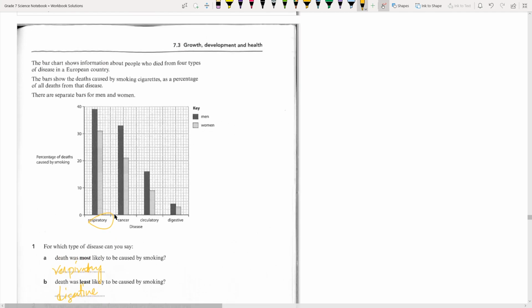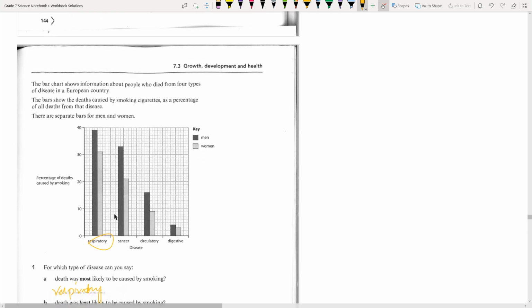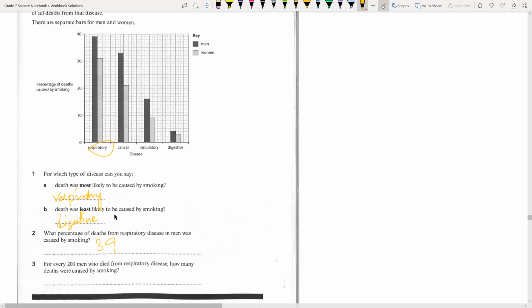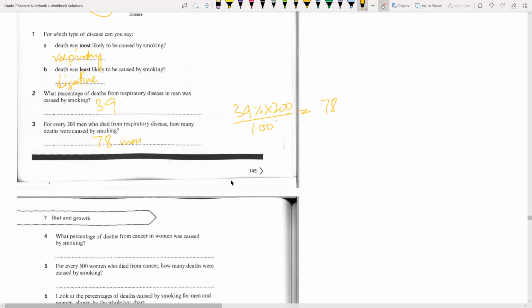And for every 200 men who died from respiratory disease, how many deaths were caused by smoking? Now, if you look at the question, it is about percentage. So if 39% is out of 100, then for 200 it would be double of 39. That would be 78 men. How did I do that? This would be 39% times 200 divided by 100, resulting in 78. So that's the answer.